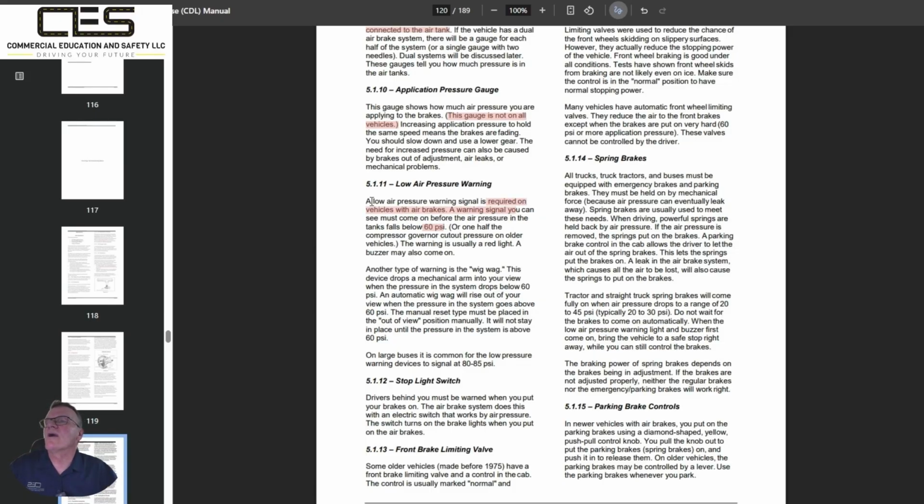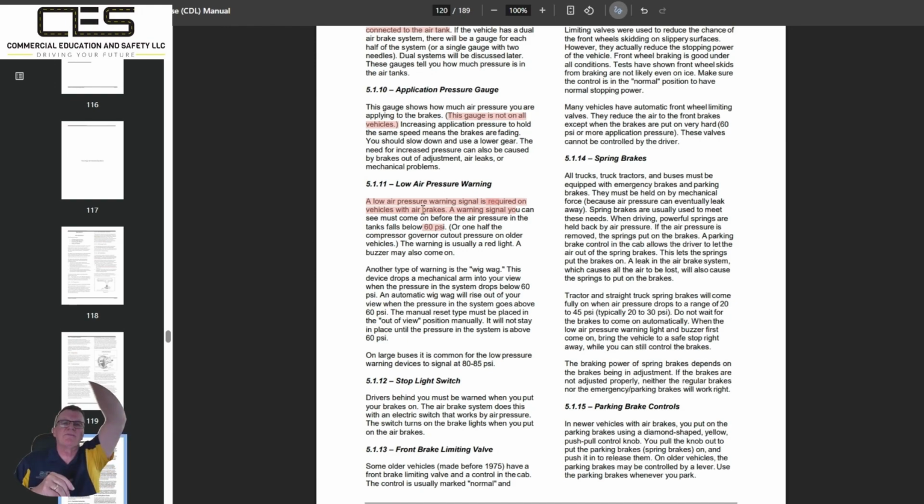So a low air warning signal is required on all vehicles with air brakes that you can see. It has to be a visual. In the older trucks, they had what they called a wig-wag. So before they had the lights and buzzers coming on, and I've never seen one. I've seen them at truck shows, but I've never seen one in person. I was in the Army, and I think we may have seen them there where they're mechanical.